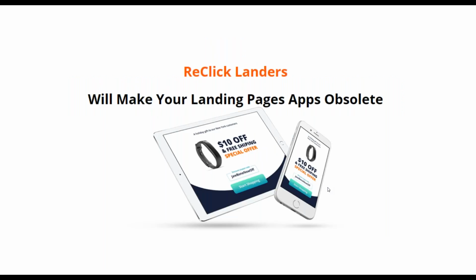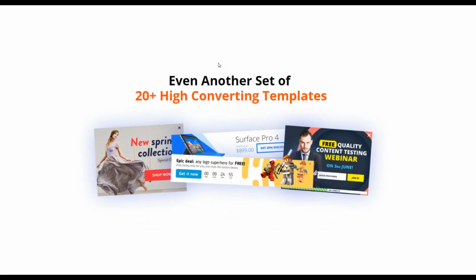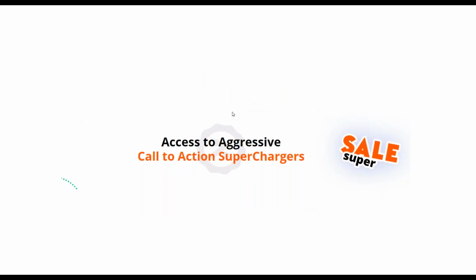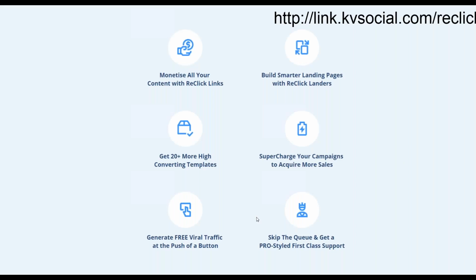With this, you're going to get the ReClick landers. Basically, you'll be able to use your landing pages as special apps themselves. You're also going to get 20 plus additional converting templates, and access to the call to action superchargers for super sale, all these images and all these call to action buttons as well. So with this, you'll be able to monetize all your content with ReClick links. You'll be able to build smarter landing pages with ReClick landers.